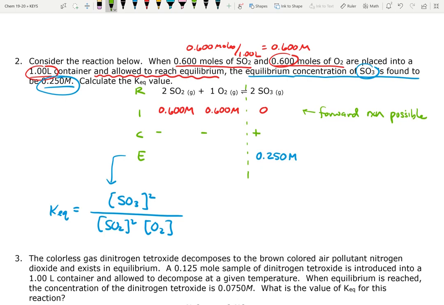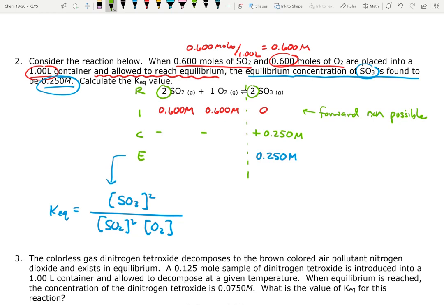We know that SO3 started at 0 and ended at 0.250. So it must have gone up by 0.250. Kind of makes sense. So it increased by 0.250 moles per liter. And then importantly, we've got this ratio up here, where SO2 and SO3 both have 2's as their coefficient, which means their change will be the same amount in size.